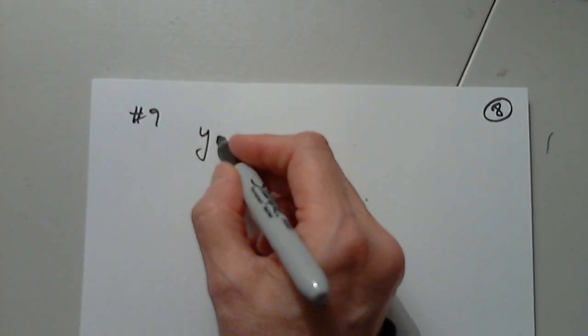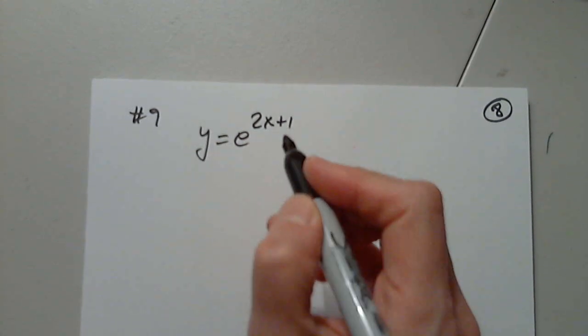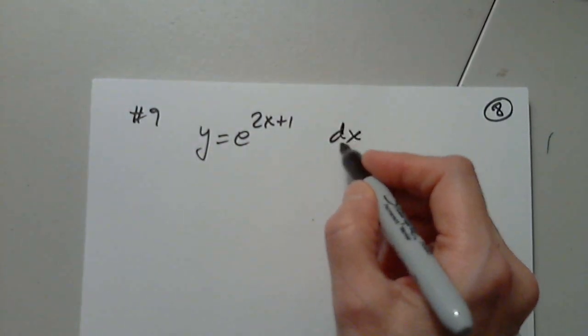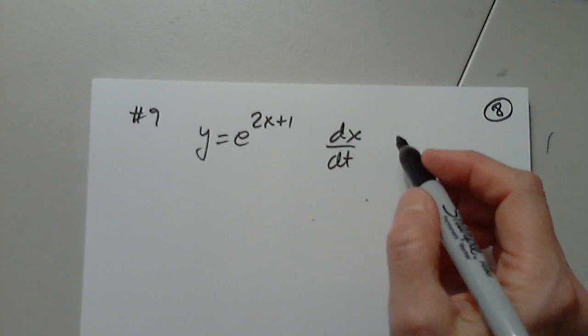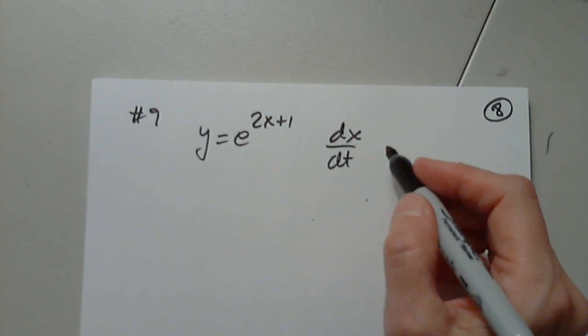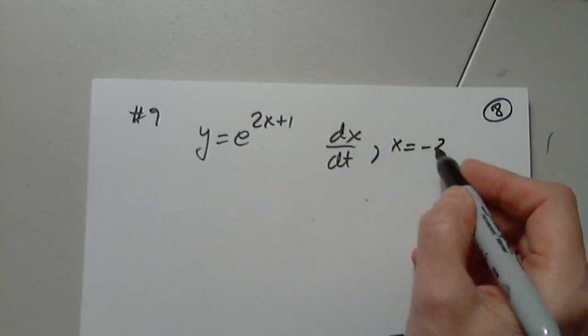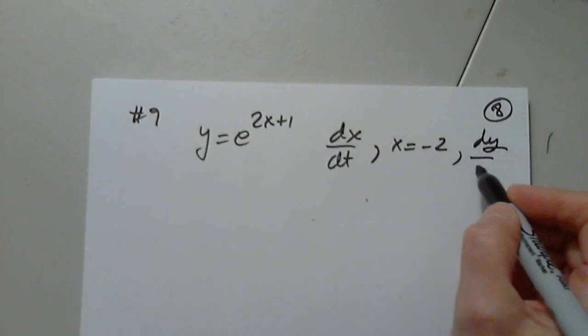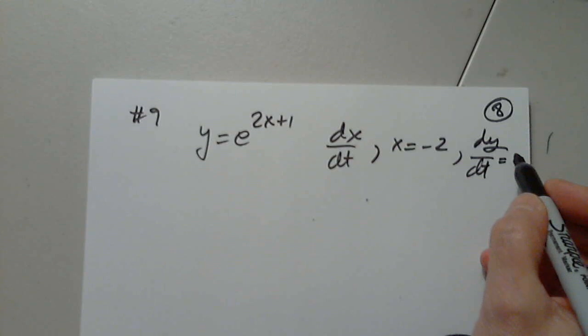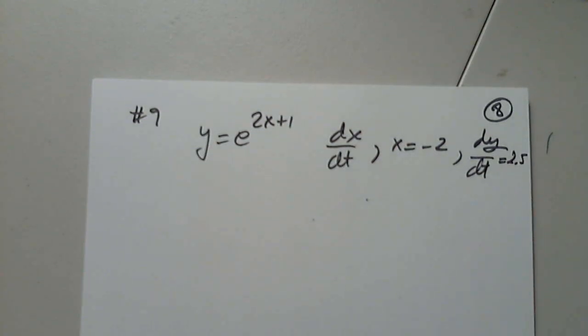We have y equals e to 2x plus 1. Find dx over dt. They're changing the rules right now. They don't want dy over dt, they want dx over dt, when x equals -2 and dy over dt is 2.5. Awesome. Great job. Perfect pick.